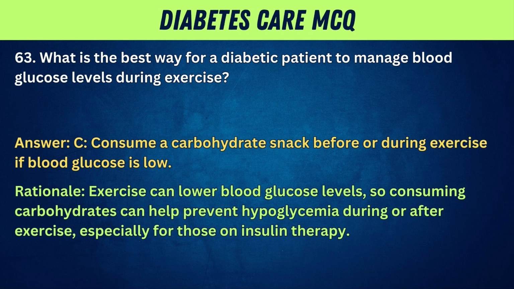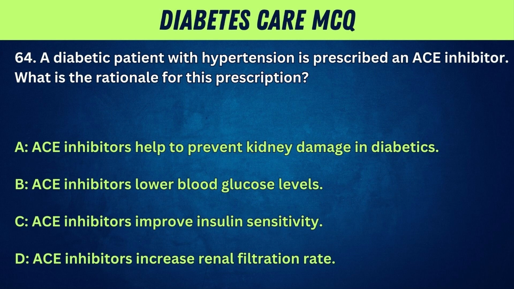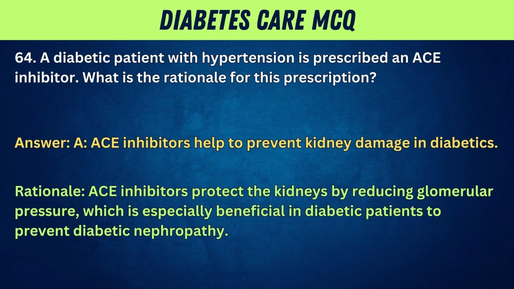Rationale: exercise can lower blood glucose levels, so consuming carbohydrates can help prevent hypoglycemia during or after exercise, especially for those on insulin therapy. 64. A diabetic patient with hypertension is prescribed an ACE inhibitor. What is the rationale for this prescription? A. ACE inhibitors help to prevent kidney damage in diabetics. B. ACE inhibitors lower blood glucose levels. C. ACE inhibitors improve insulin sensitivity. D. ACE inhibitors increase renal filtration rate. Answer: A. ACE inhibitors help to prevent kidney damage in diabetics.